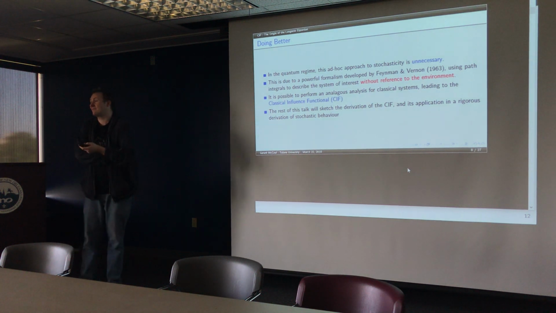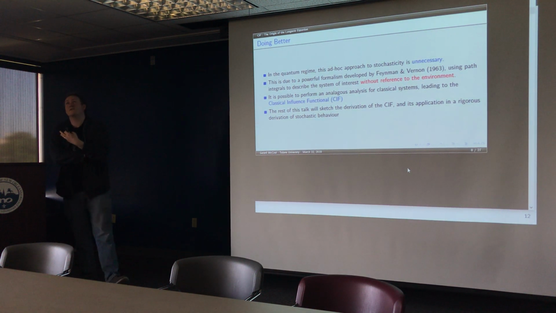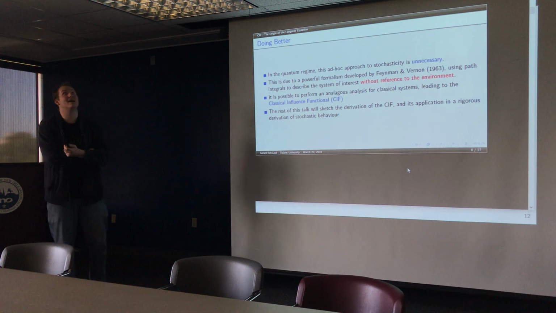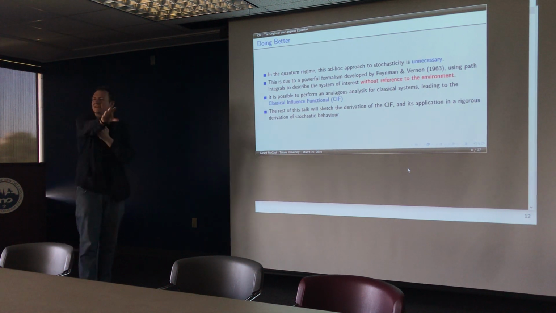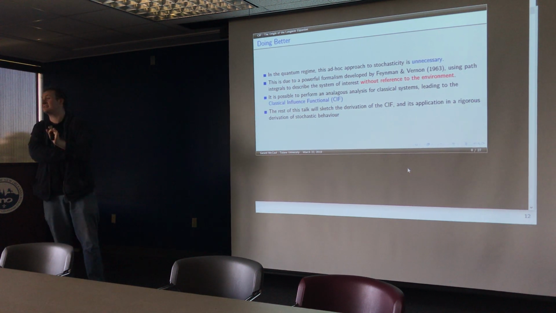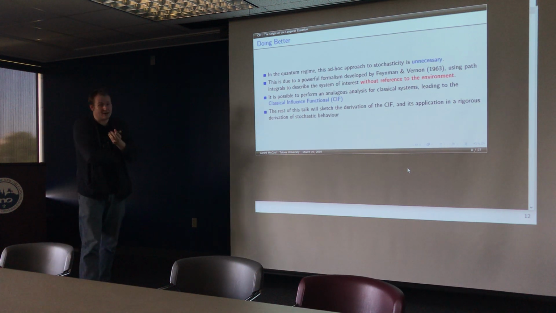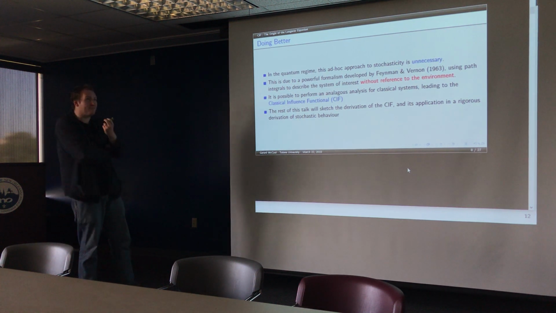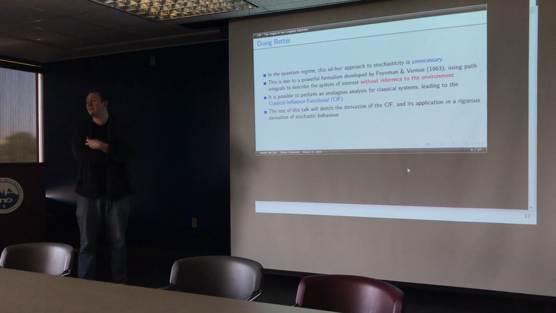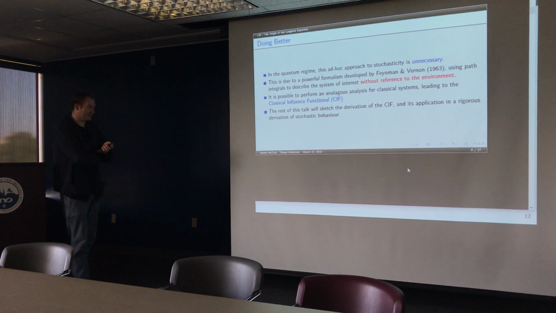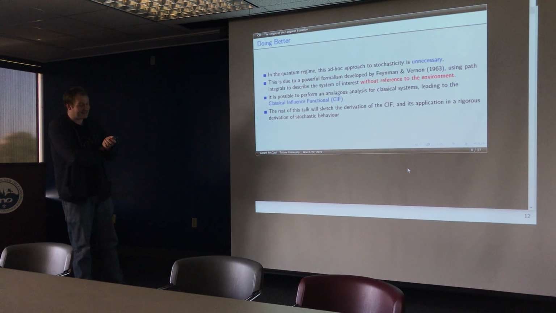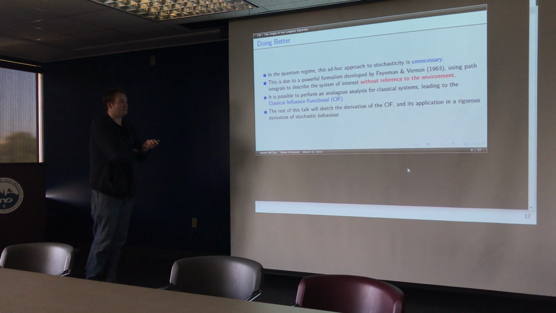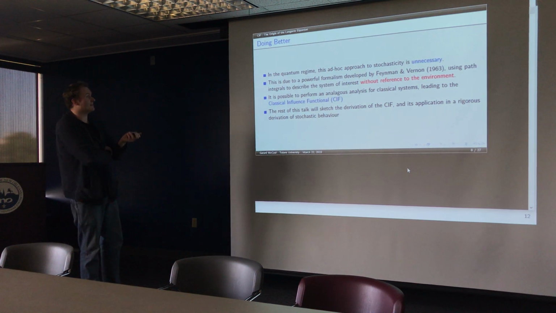But it turns out that if you look at the quantum mechanical regime, doing this kind of ad hoc introduction of stochasticity actually isn't necessary at all. There's an entirely rigorous way of introducing these elements to your equations. And it's due to this influence functional formalism, which was developed by Feynman using path integrals.